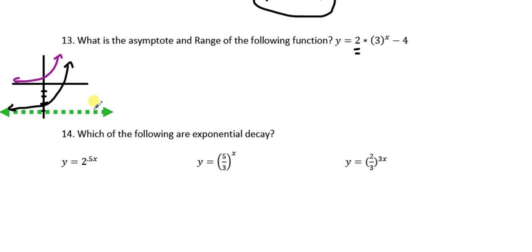So what's the asymptote? This is y equals -4. That's the asymptote. And the range, it'll never hit -4. It'll get really close to -4, but it will never hit exactly -4. So the range, what y will equal, will always be greater than -4. That's the range.